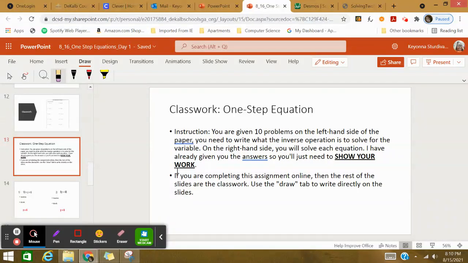Okay. If you are completing this assignment online, then the rest of the slides are classwork, and you can use the draw tab to write directly on the slides. And again, when I say that, if you click at the top where it says draw, you have pens. You can click on the pen options, doesn't matter, and you can instantly start writing on each slide if you are completing this online.